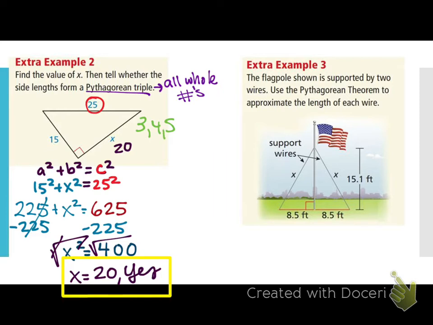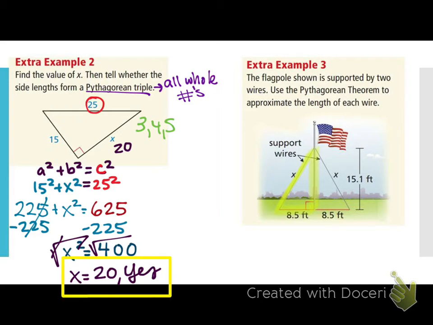All right, the next one says the flagpole shown is supported by 2 support wires. Use the Pythagorean theorem to approximate the length of each wire. So what do we notice about these 2 triangles? They're congruent. It's the same triangle, so you can just pick one of the right triangles and go from there. I'm going to use the one on the left because why not?